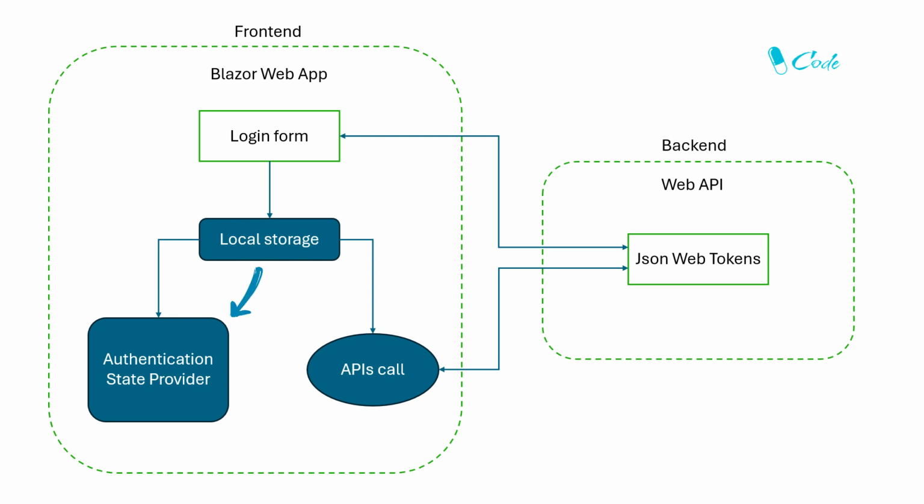It retrieves the token from local storage. Every time we make an API call to the backend, we retrieve the token from local storage, add it to the header, and send it to the backend API. The backend receives the token in the header and validates it. That's the flow. Now let's implement it.